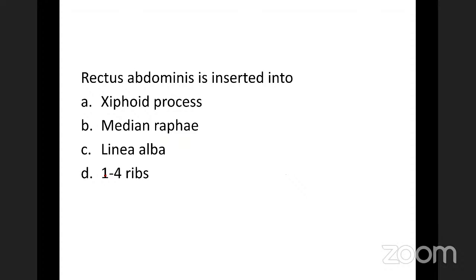Now, rectus abdominis muscle is inserted to. We already discussed rectus abdominis had two heads.